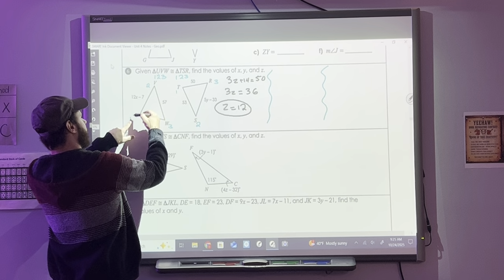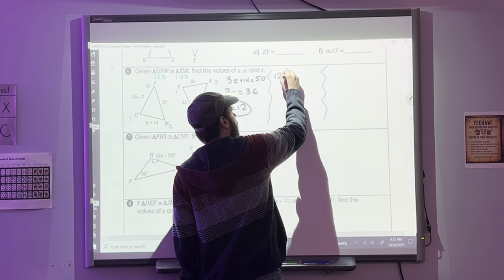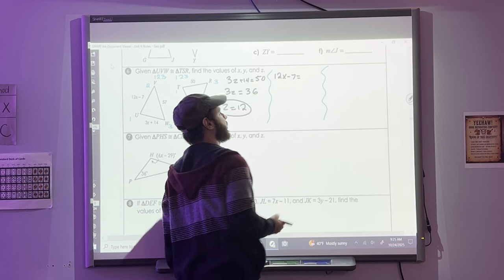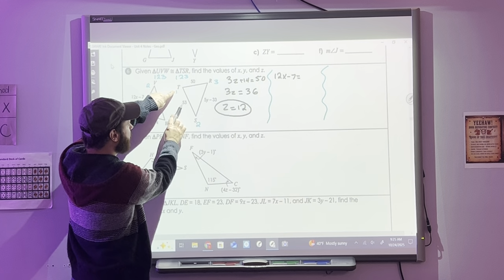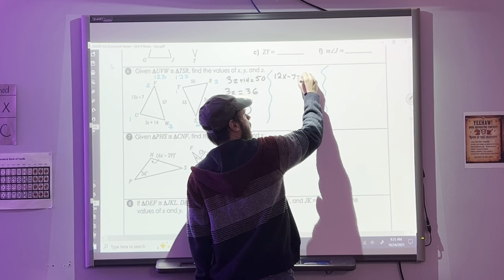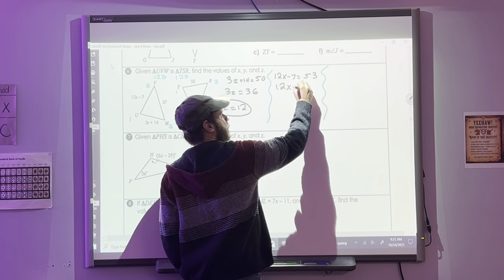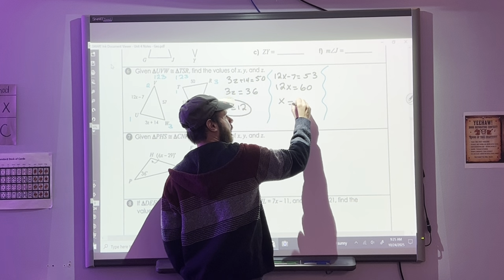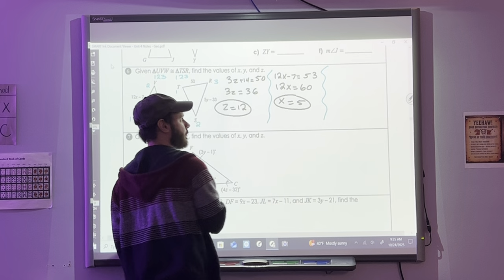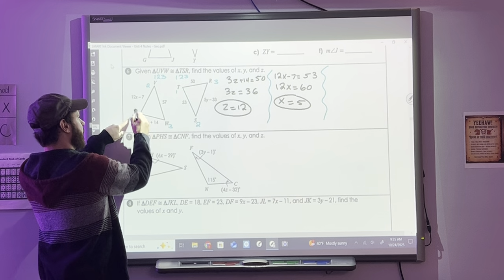1 and 2, the side over here, 12x minus 7. That's gonna match a side over here, 1 and 2. With 1 and 2 over here, 1 and 2 is 53. Add the 7 to both sides. Divide by 12. First was 1 and 3, then was 1 and 2.